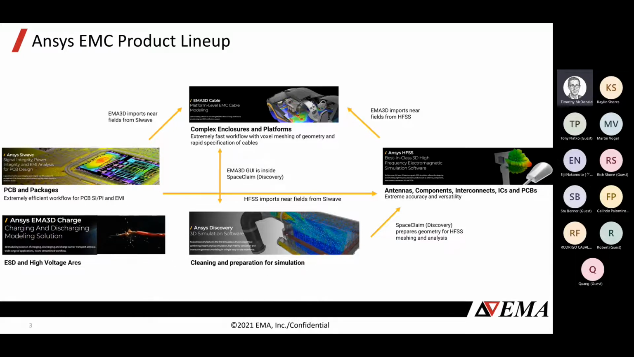ANSYS HFSS is another product for antennas, components, interconnects. EMA3D cable can pull in fields from HFSS. Finally, EMA3D Charge, it is a tool for charging and discharging. We'll be talking about the ESD environment toward the end of this presentation, so that's where we'll introduce that product.